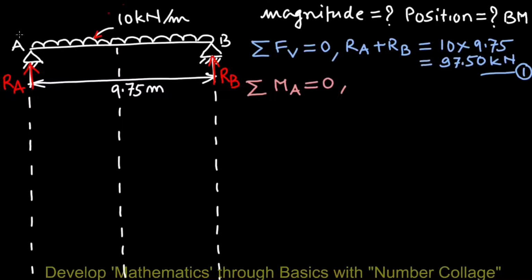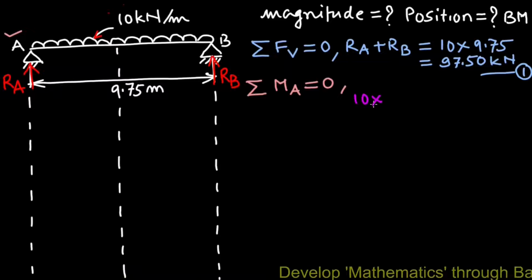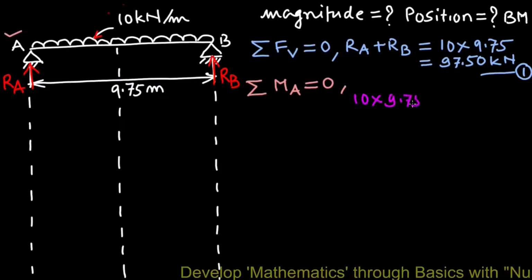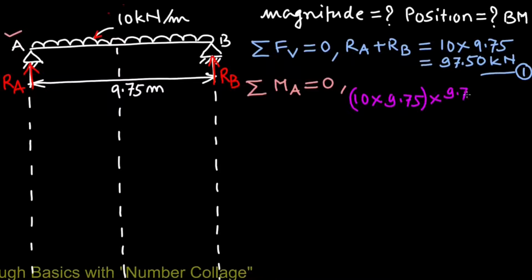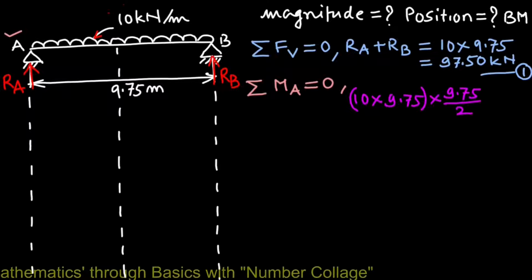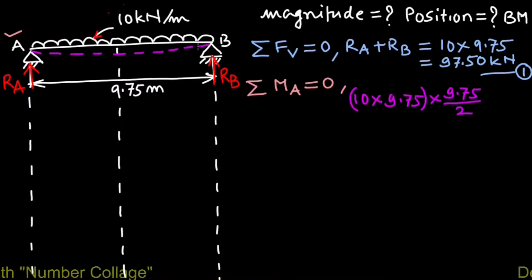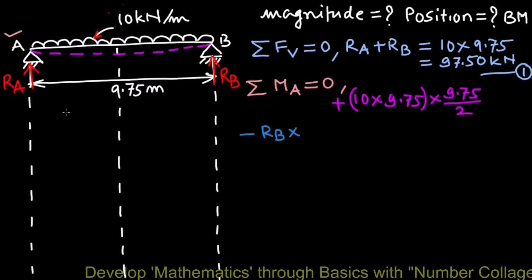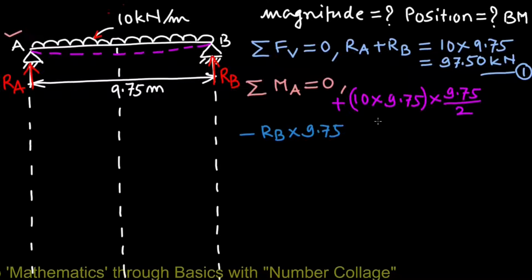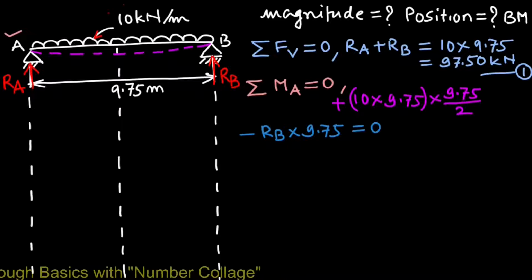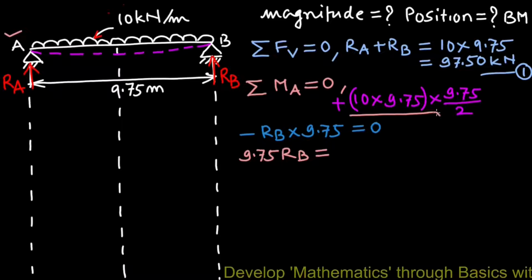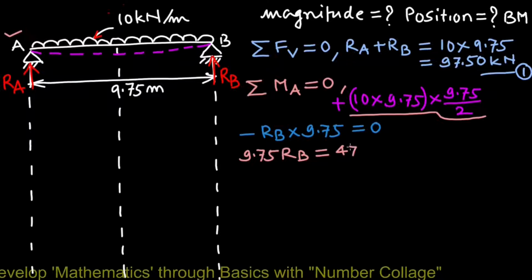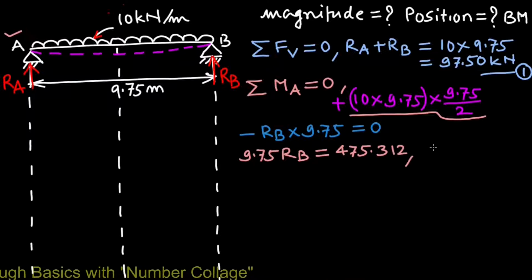So taking moments about point A, we write UDL 10 multiplied by its span 9.75. Now this load will act at the midspan, that is at 9.75 on 2. This moment tends to sag the beam like this, so it is plus bending moment minus RB multiplied by its distance from point A, which is 9.75, which is equal to 0. So that gives us 9.75 RB equals this calculation, which is 475.312.